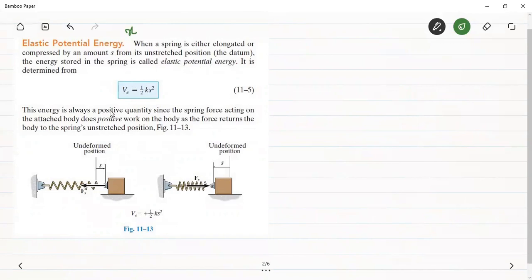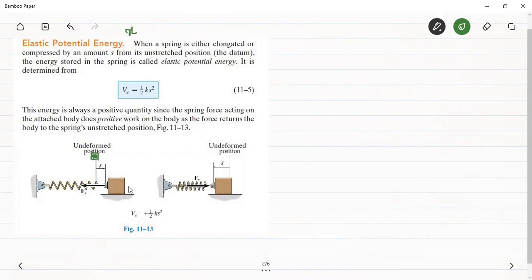So this energy is always a positive quantity, since the spring force acting on the attached body does positive work on the body as the force returns the body to the spring's unstretched position. So what does this statement say? Okay, see here, this is the undeformed position of the spring. The block initially would have been in this position. Okay, when the spring is undeformed, the block would have been in this position.